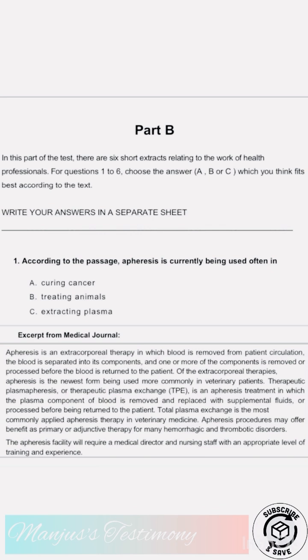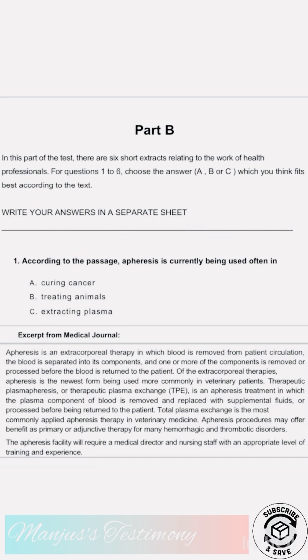So in this case, we have a question and three options. So you know what all things you have to search for in the text. You have the option curing cancer, so you can check whether the text says anything about curing cancer. Does the text have any content related to treating animals, or anything related to extracting plasma? So you already have keywords from the question and keywords from the options. What is currently used is the keyword in the question, and curing cancer, treating animals, and extracting plasma are also keywords. So you just have to look for these keywords in the extract.